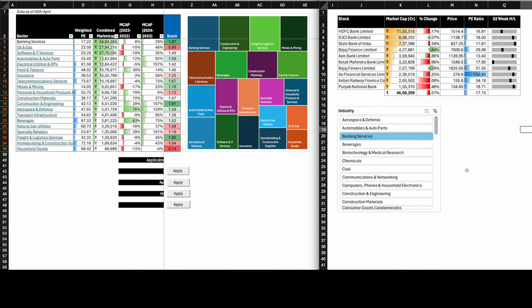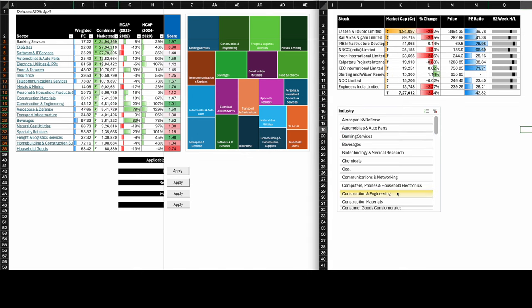The next bet is construction and engineering. This sector went up 107% last year and 30% in the year before. Let's select construction and engineering. L&T is by far the largest one, nearly a market cap of 5 lakh crores. Most stocks in this sector are near their 52-week high and very, very far off from their 52-week low.